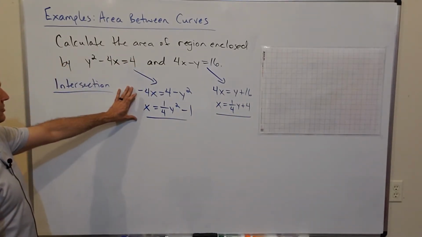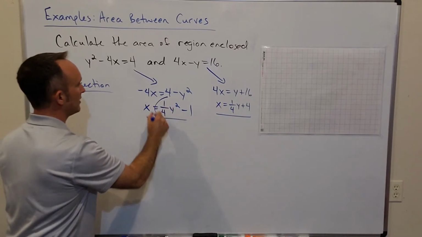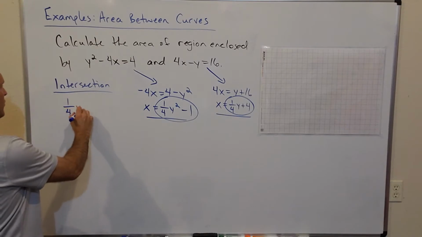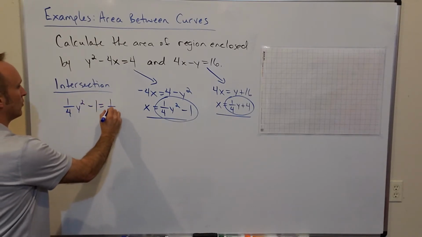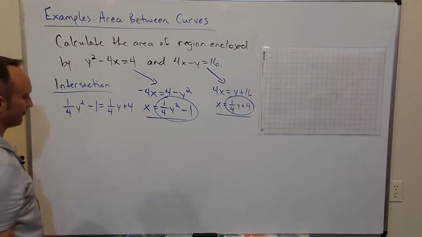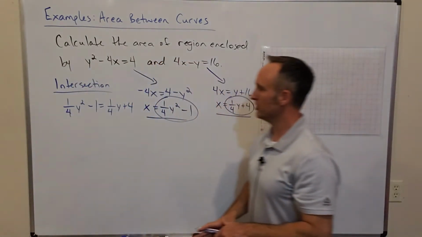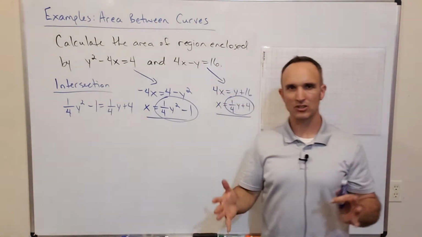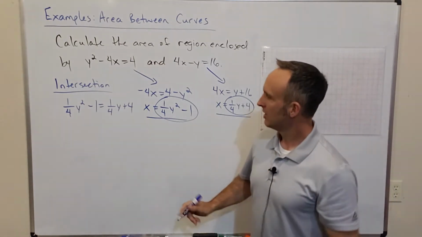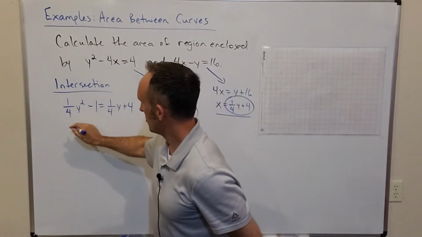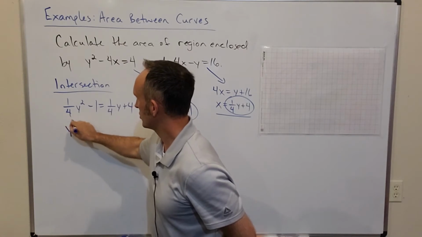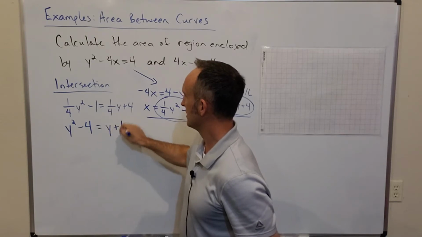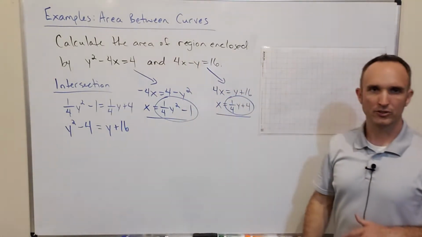If I want to find the intersection, since they both represent x, I want to know where they're equal to each other. So I'll have 1/4 y squared minus 1 equals 1/4 y plus 4. Now, the first thing I'm going to do to solve this equation, because it's quadratic again, it has a y squared, I don't like the fraction. So I'm going to multiply everything by 4, because that'll cancel the 1/4. Distributing 4 on the left side gives me 1y squared minus 4, and on the right side gives me 1y plus 16. And now I don't have to worry about those fractions.